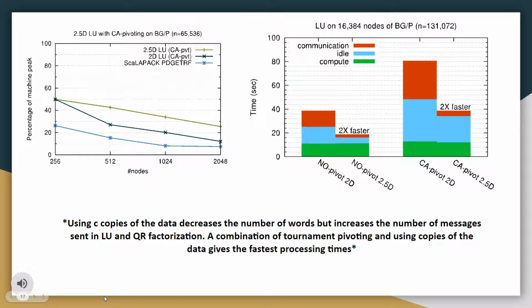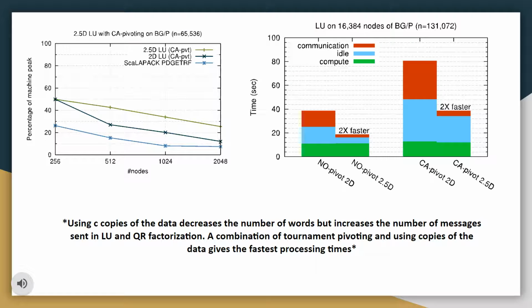Using C copies of the data in simpler algorithms like matrix multiply decreases both the number of words and the number of messages sent. In GE and QR factorization, however, using multiple copies of data decreases the number of words but increases the number of messages sent. Therefore, we need to optimize C to get the best combination of words and messages in the algorithm.